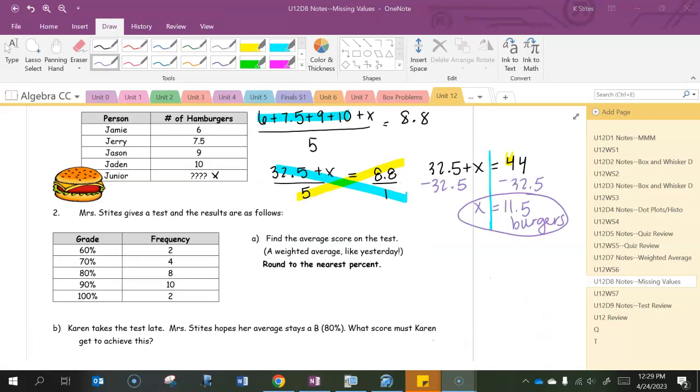All right, so let's try a little review from yesterday. Mrs. Stites gives a test and the results are as follows. So notice there are no missing values here. It just is all of the grades, and we're going to find the average score on the test like yesterday.